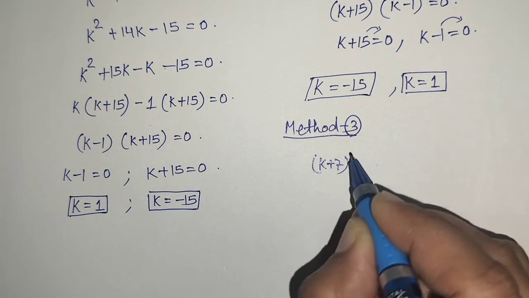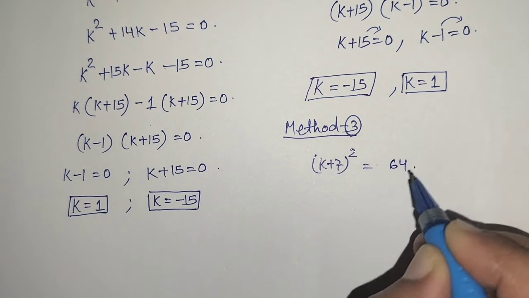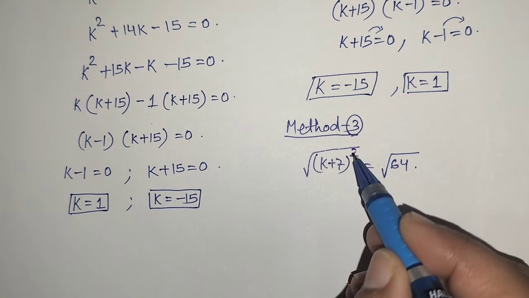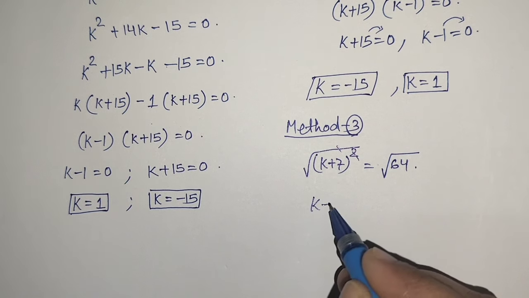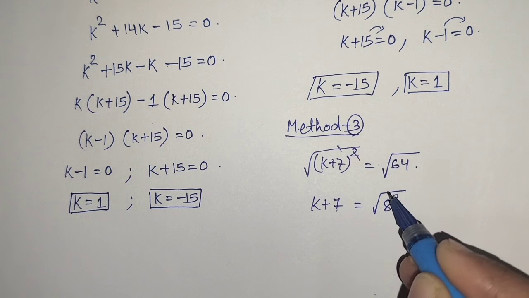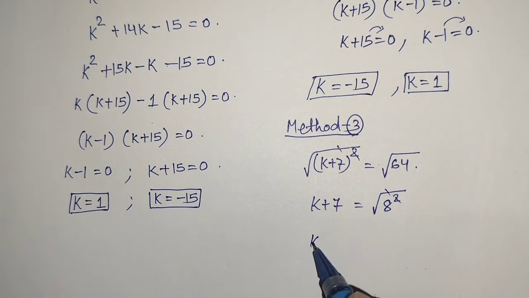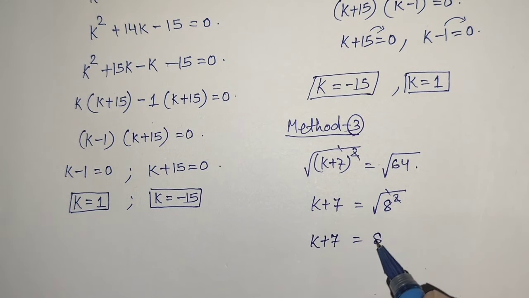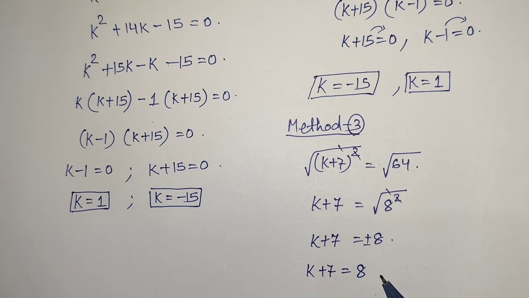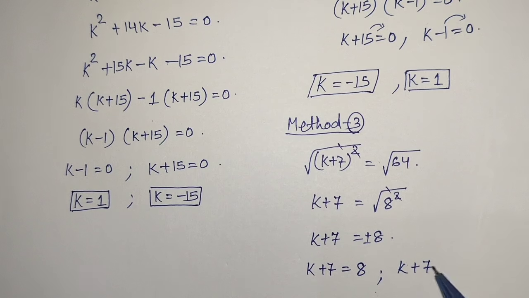(k + 7)² = 64. Then square root on both sides. Then square and square root is cancelled. K + 7 = √64, that is 8. Same thing, square and square root is cancelled. K + 7 = ±8. Yes, then k + 7 = +8 and k + 7 = −8.